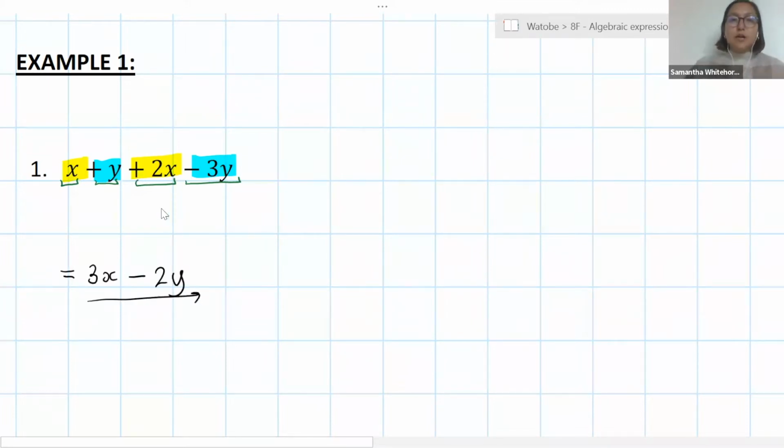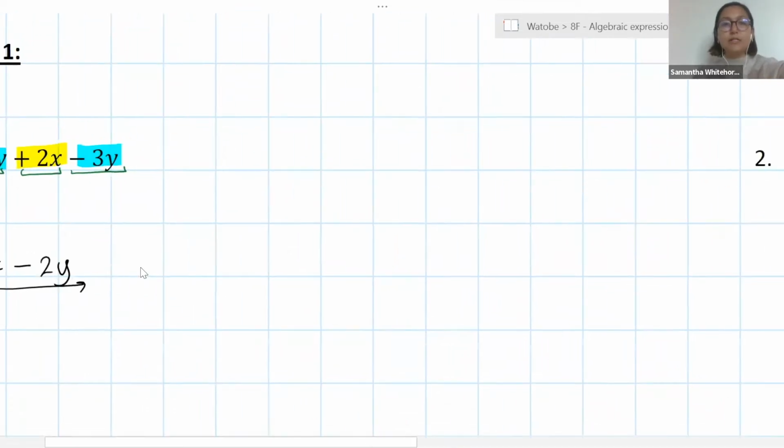Now, can anyone tell me if those 2 terms, the 3x and minus 2y, are like terms? Awesome, guys, well done. Right, so they're not like terms. We know they're not like terms because we don't have the same variable there. So I can't do anything else. I leave it at that. Awesome, well done.